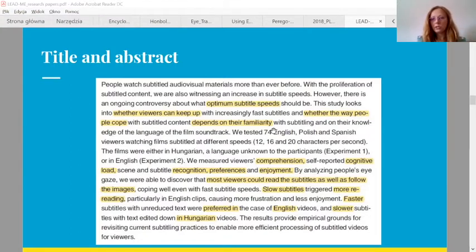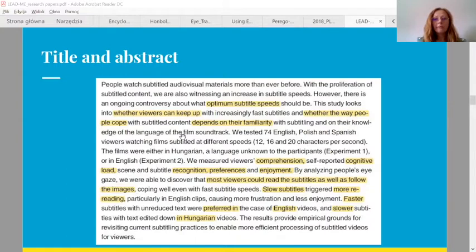So this is an additional question. And I did not highlight that, but we could also highlight this, whether it also depends on their knowledge of the language of the film soundtrack, which is another hypothesis that was tested, right? So I already know that there are three things that will be tested, right? Not one, three, right? So the study already seems a little bit robust, right? So I know that it will be important to keep track of these things. So subtitle speed and coping with subtitling, depending on familiarity with the whole.